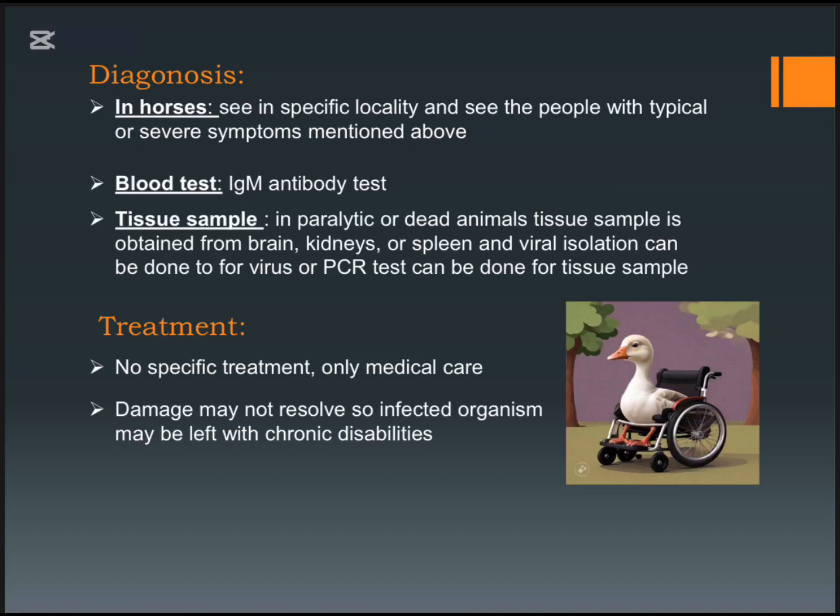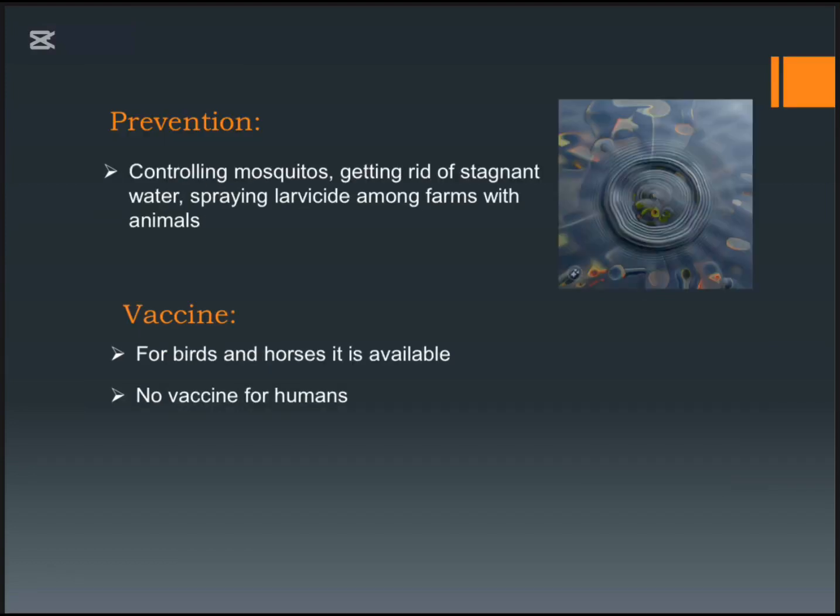Talking about its treatment, it is a self-limiting disease in healthy individuals, so there is no specific treatment. Only medical care can be provided to the patient, but in chronic cases damage may not resolve, so the infected organism may be left with chronic disabilities. There is only one way to prevent this virus, which is controlling mosquitoes using mosquito repellents or spraying larvicide in animal farms or getting rid of stagnant water. These can be the preventive measures you can take.